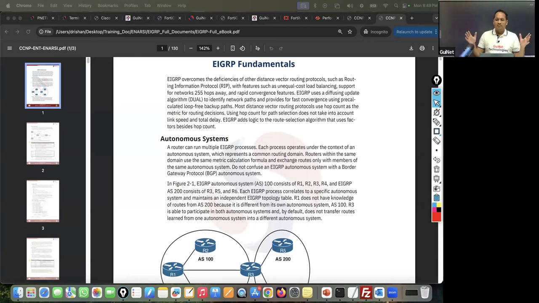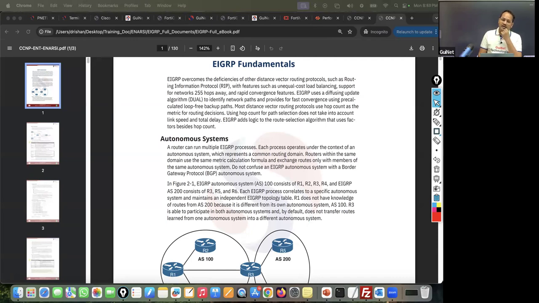Imagine if we have 10 networks and they want to build a big, complex topology with thousands or millions of routes. Even that, EIGRP is going to carry. It can do equal load balancing and unequal load balancing. But RIP and static routing are very unscalable. That's why we use EIGRP. It was earlier a Cisco proprietary protocol, but now it's open standard, so even different vendors can use the EIGRP protocol.